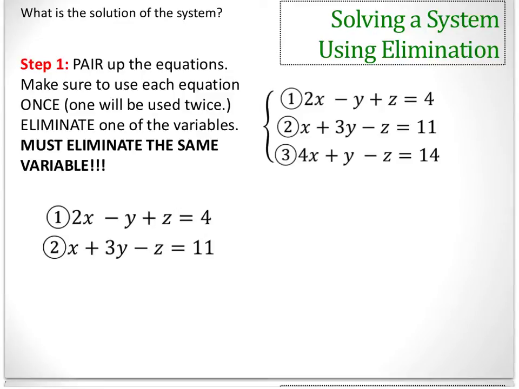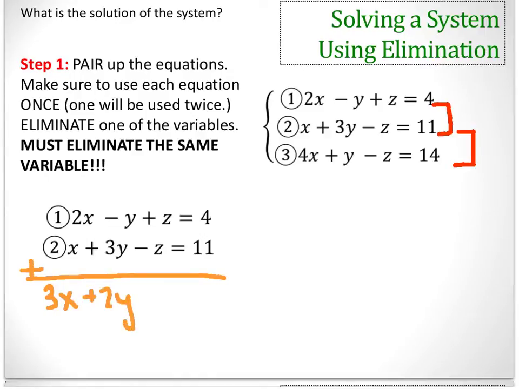Pairing up the equations, I'm going to pair up the first and second, and then the second and third. So notice that I'm going to use equation 2 twice, and each one will be used at least once. When I pair up, I need to make sure that I eliminate the same variable in each pair. So 2x plus x gives me 3x. Negative y plus 3y gives me positive 2y. Plus z minus z is 0, and then 4 plus 11 is 15. This equation is going to be important, so I'm going to box it. I like to do this so I don't lose it in all my work.